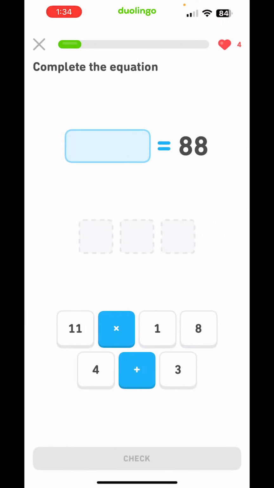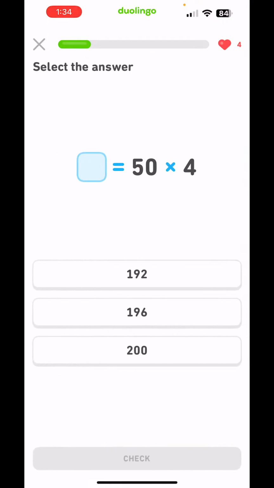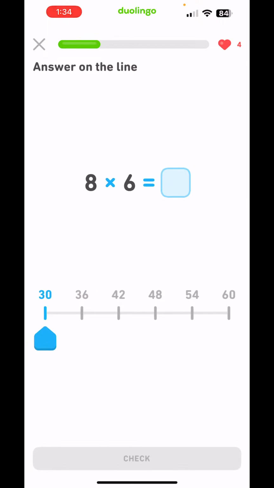What plus what, or what times what will give us 88? So we kind of just did this previously. So we know that 11 times 8 equals 88. 50 times 4. So let's see. 5 times 4 is 20. Add the 0, so that would be 200. 8 times 6. Let's see. What would that be?